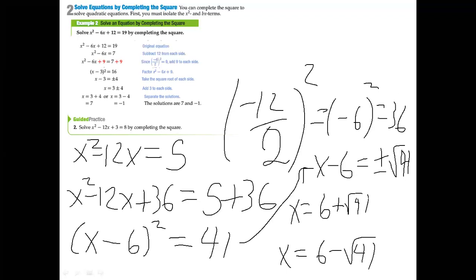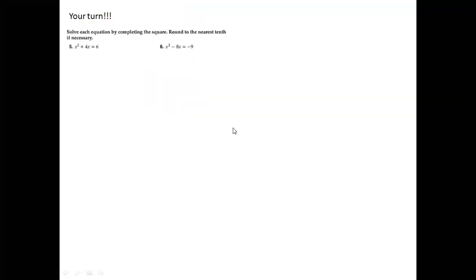Okay, so then you could use your calculator and figure out what 6 plus the square root of 41 is, which would be about 12.4 if you round to the nearest tenth. And if you did 6 minus the square root of 41, you would get about -0.4 if you round to the nearest tenth. Okie dokie? All right, well, here's a couple for you to try.